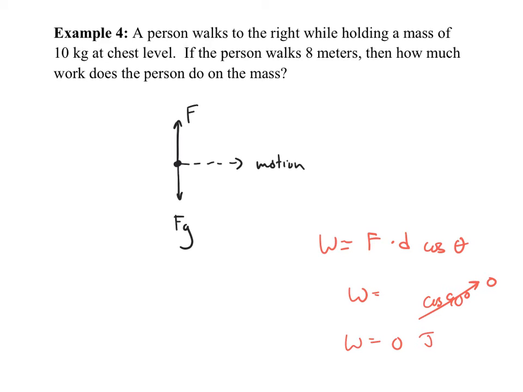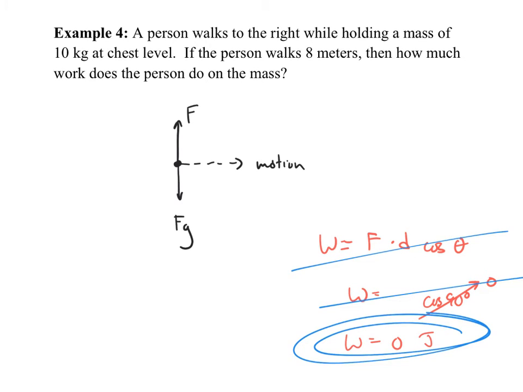This is an example of exactly that. Do not need to do all of this. The answer is 0 right off the bat. The force is up, the motion is to the right, the angle is 90, no work is done because cosine of 90 is definitely 0.